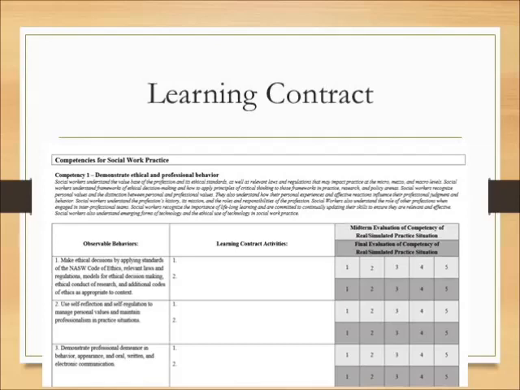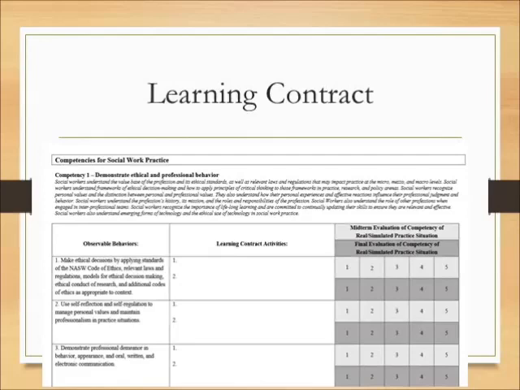This is an example of the first competency on the learning contract. You'll see over to the left the observable behaviors. These are accreditation standards. In the middle, then, there's flexibility for you to work with the student on creating learning contract objectives, so to speak, that match up with your agency. And then towards the right, you'll see a gray shaded area. This serves as the midterm and the final evaluation area, and we'll speak to that just in a moment.